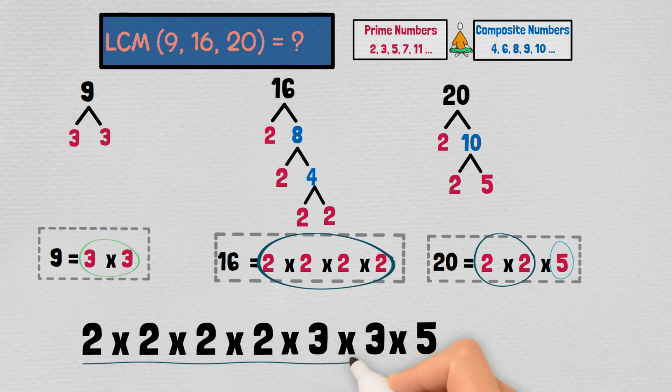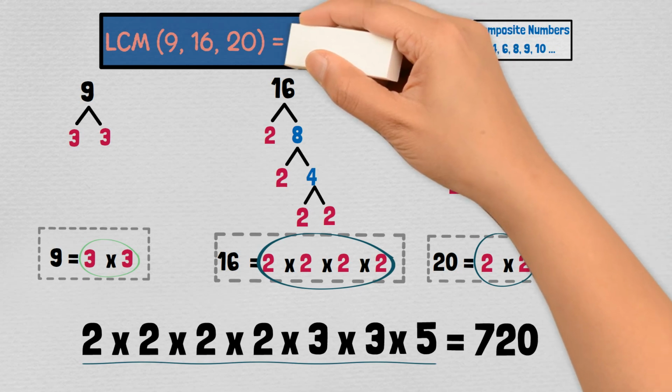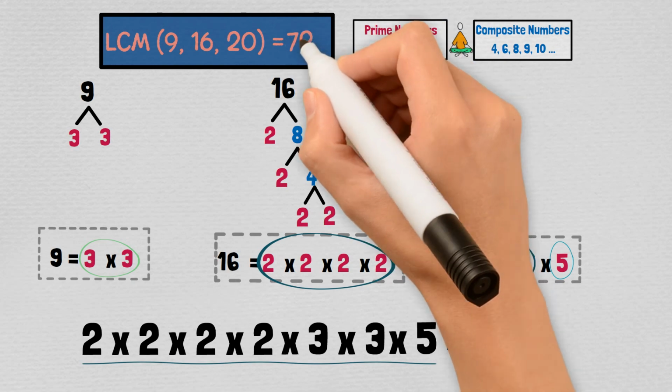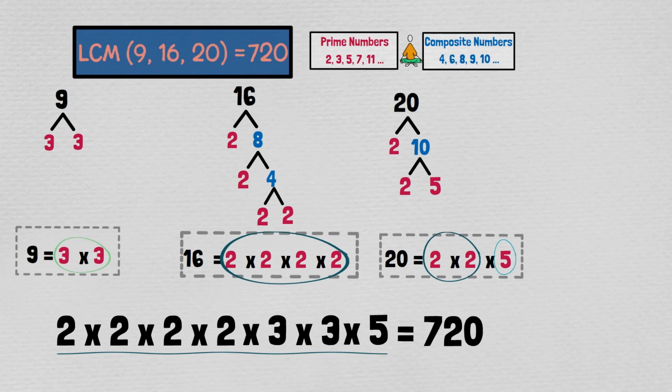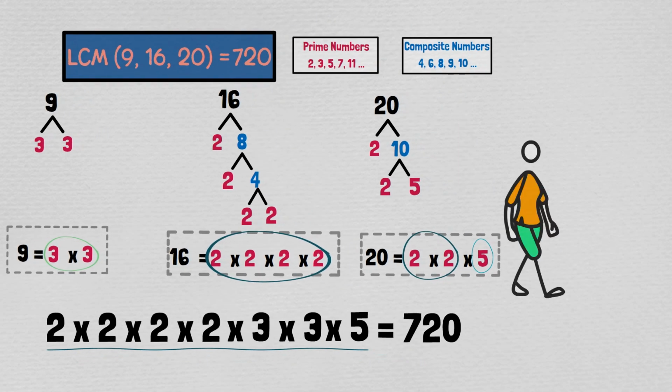Now, we will multiply these prime factors together and come up with the LCM. 2 times 2 times 2 times 2 times 3 times 3 times 5 equals 720. The LCM of 9, 16, and 20 is 720. So there you have it, the prime factorization method for finding the LCM of 2 or more numbers.